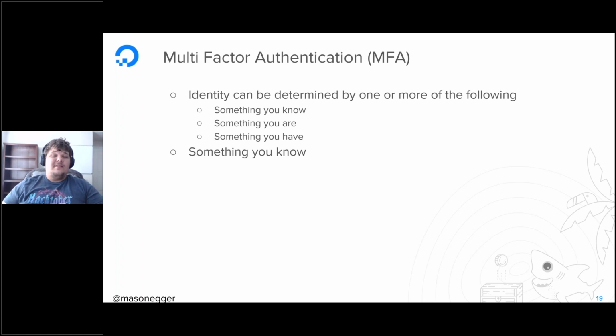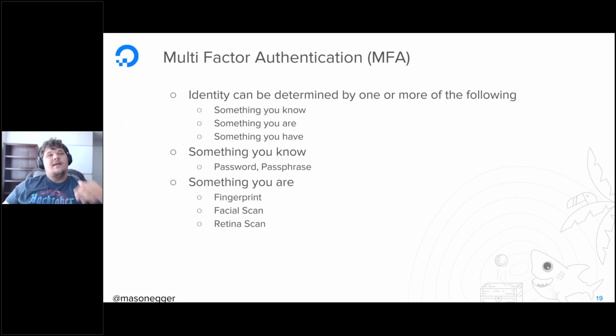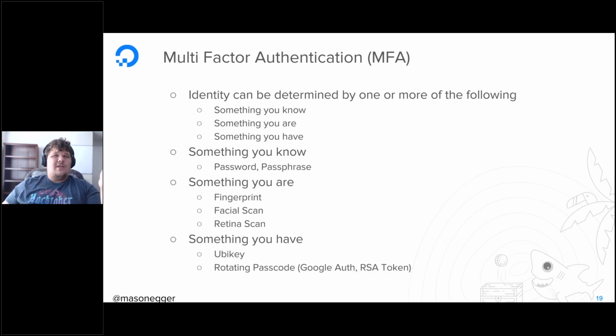So something you know is relatively simple. This is a password and a passphrase. This is what we've been using forever. Something that you are: biometric scans, fingerprint, facial scans, retina scans, these kinds of things. There might be handprints, knuckle scans. I've done a knuckle scan for Proctor Track and stuff, all weird stuff. It verifies something that you are, and then there's something that you have, which is a YubiKey, a rotating password like Google Auth or an RSA token, something like that.